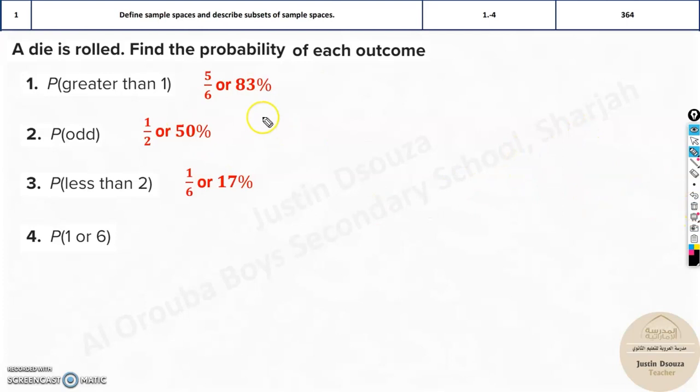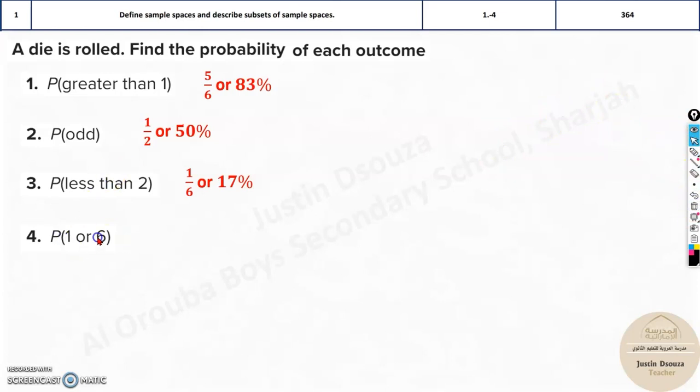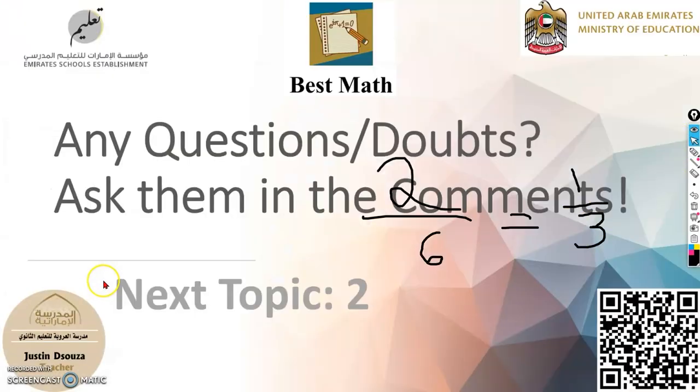Now, over here, let's say 50%. 50% means per divided by 100. That means it's 1 by 2. So that is what it means. And lastly, we had 1 or 2, so it is 2 divided by 6. 2 divided by 6, okay, something is not working. Okay, now 2 divided by 6 means 1 by 3. So these are the answers. So now we will move on to the next topic.